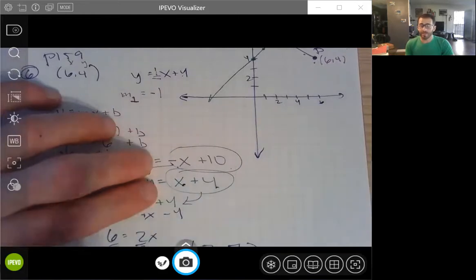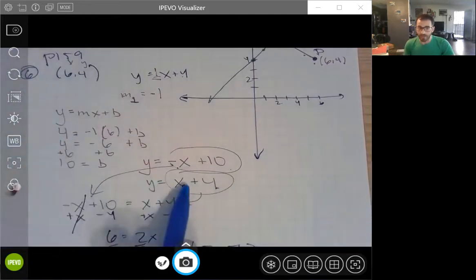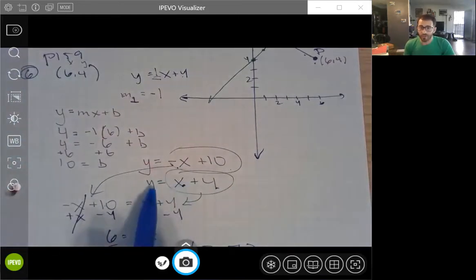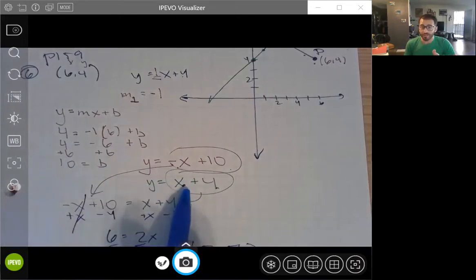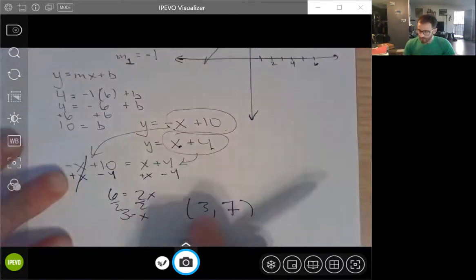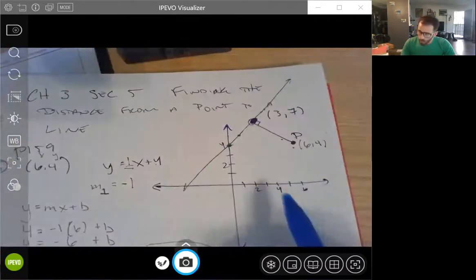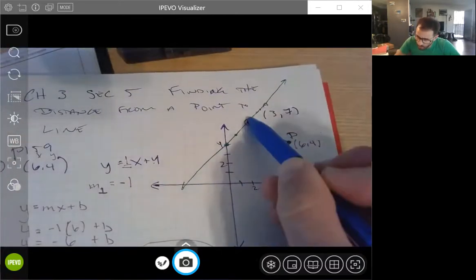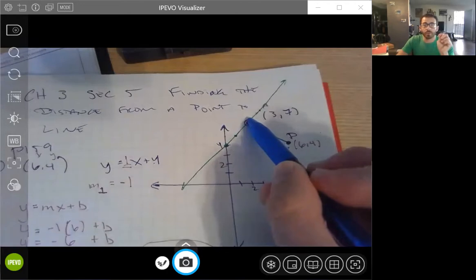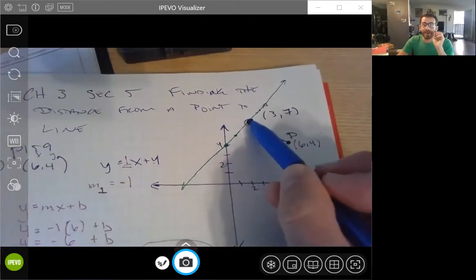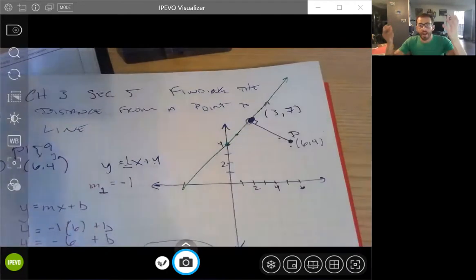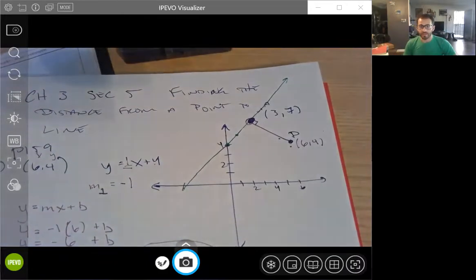But math makes sense. If you have an x coordinate and you have an equation that relates x and y, you can plug the 3 in for x and get your y. So the point is 3, 7. So the point where we start at this point and go towards the line in the shortest distance possible, the point we intersect the line at is 3, 7. Now we can find the distance.